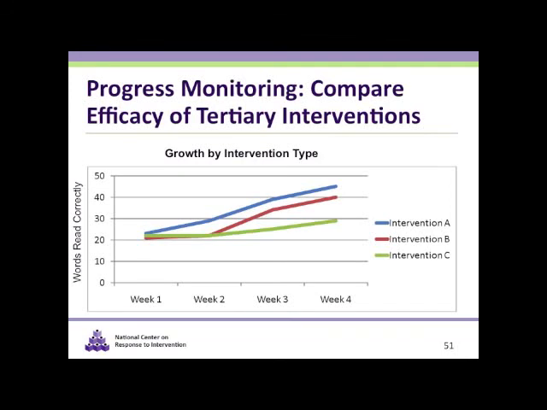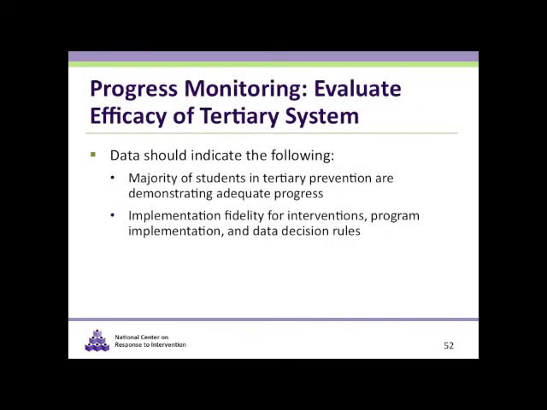Just as with secondary prevention, schools and districts can use the average progress monitoring data by intervention to determine the average expected growth rate in which interventions lead to greater gains in tertiary level supports. Tertiary prevention is also expected to benefit the large majority of students who do not respond to effective secondary and primary prevention. The majority of students who are in tertiary prevention should demonstrate adequate progress with the additional intensive supports.